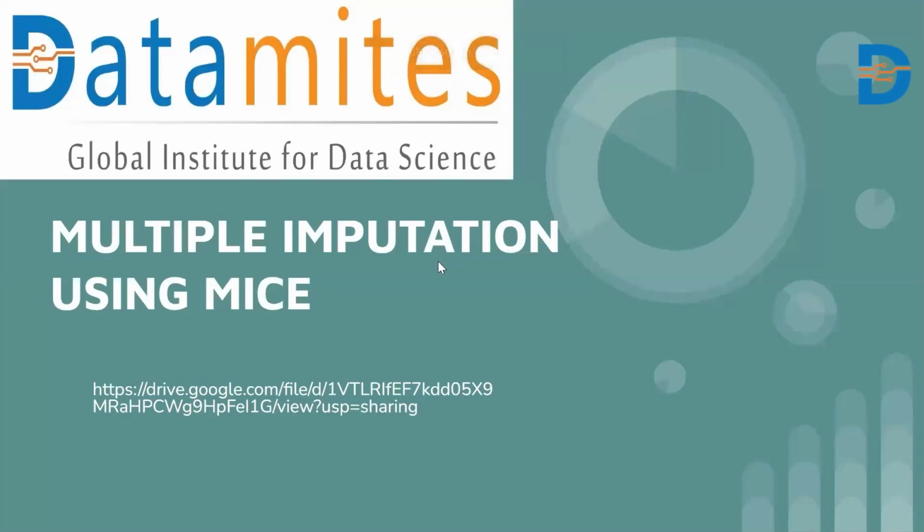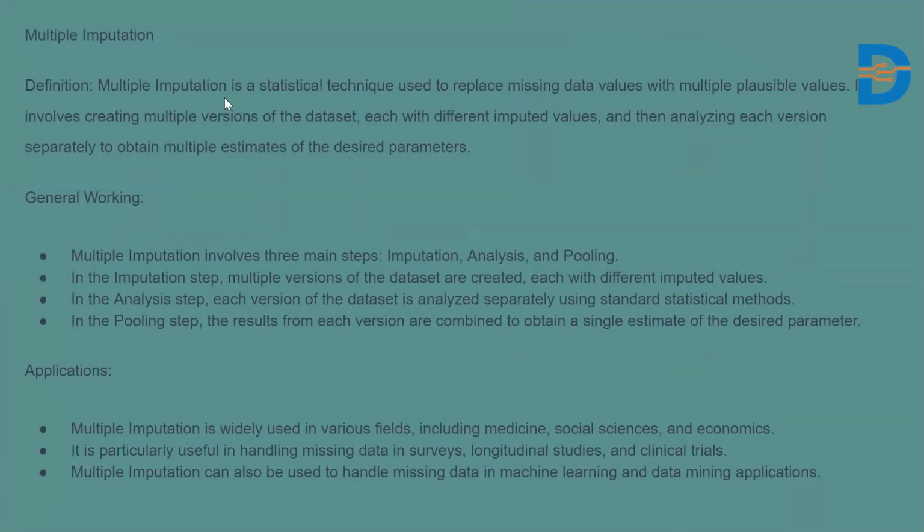Multiple imputation. Multiple imputation is a statistical technique used to replace missing data values with multiple plausible values. It involves creating multiple versions of the dataset, each with different imputed values, and then analyzing each version separately to obtain multiple estimates of the desired parameters. So this is the general working.